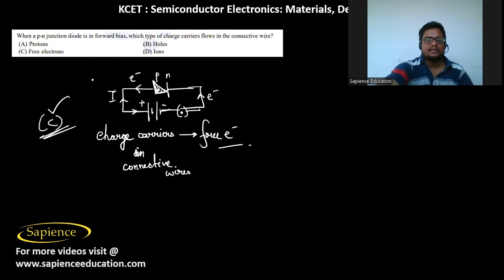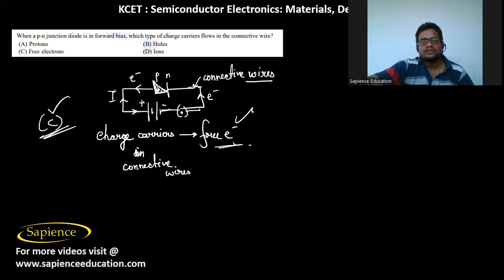So here in the PN junction diode, holes are also charge carriers and free electrons are also charge carriers. But the type of charge carriers which are flowing in the connective wire should be only free electrons, since holes cannot move through the connective wires.